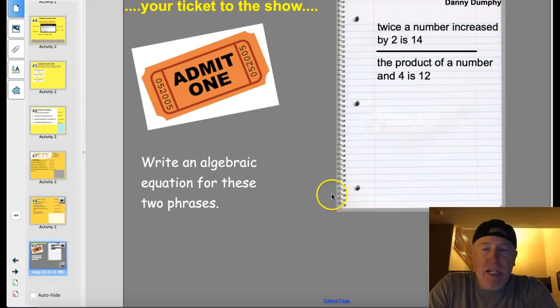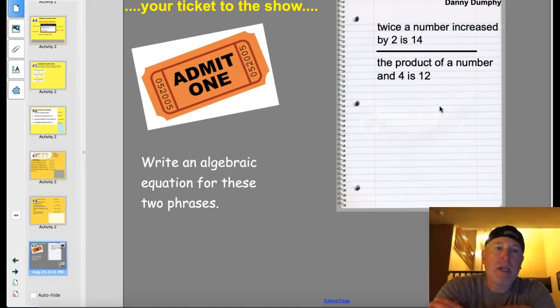Alrighty, time for the old ticket to the show. Choice: a number increased by 2 is 14. The product of a number and 4 is 12. Think about that.